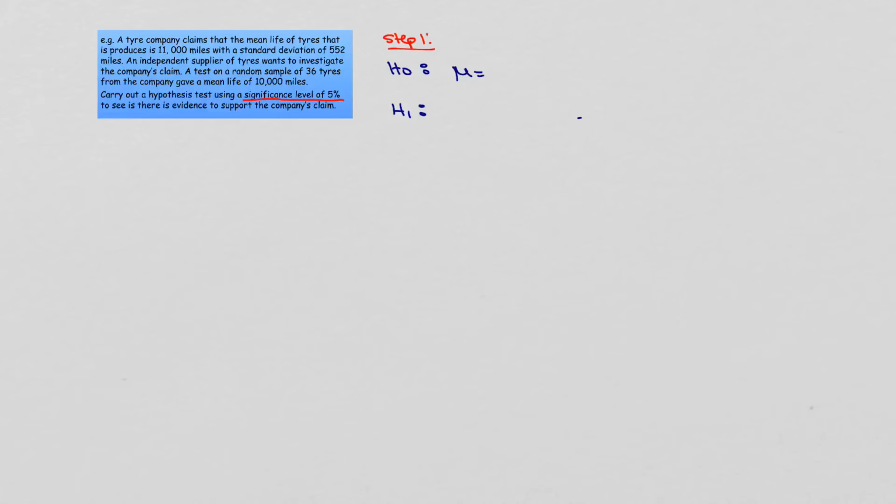So what is our mean? Well, if we look at the question, it says that it has a mean life of, so if we underline, a mean life of 11,000 miles. And therefore the alternative is that the mean has changed. In other words, that it is not 11,000 miles.